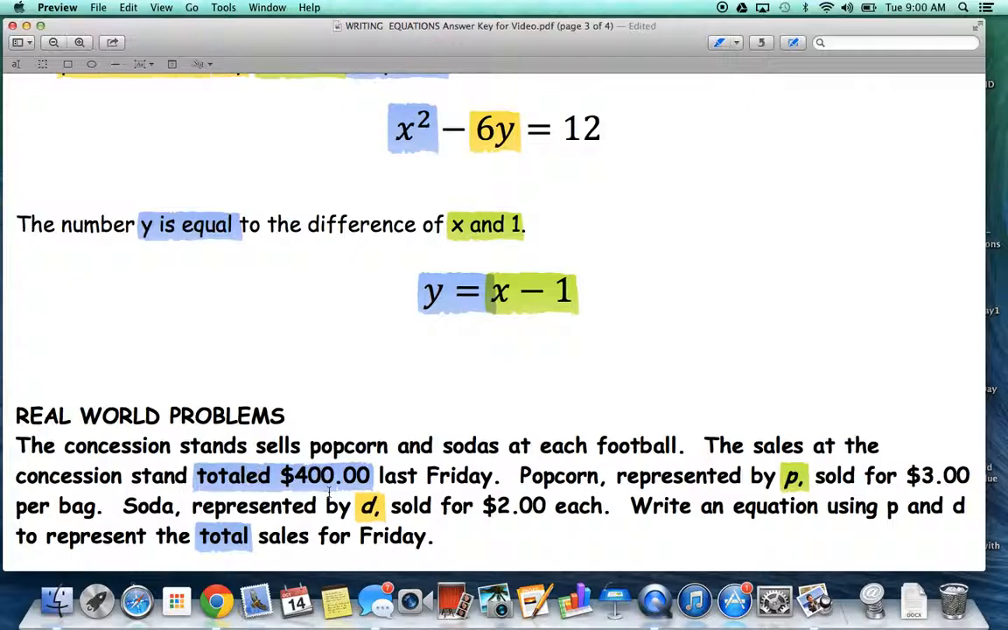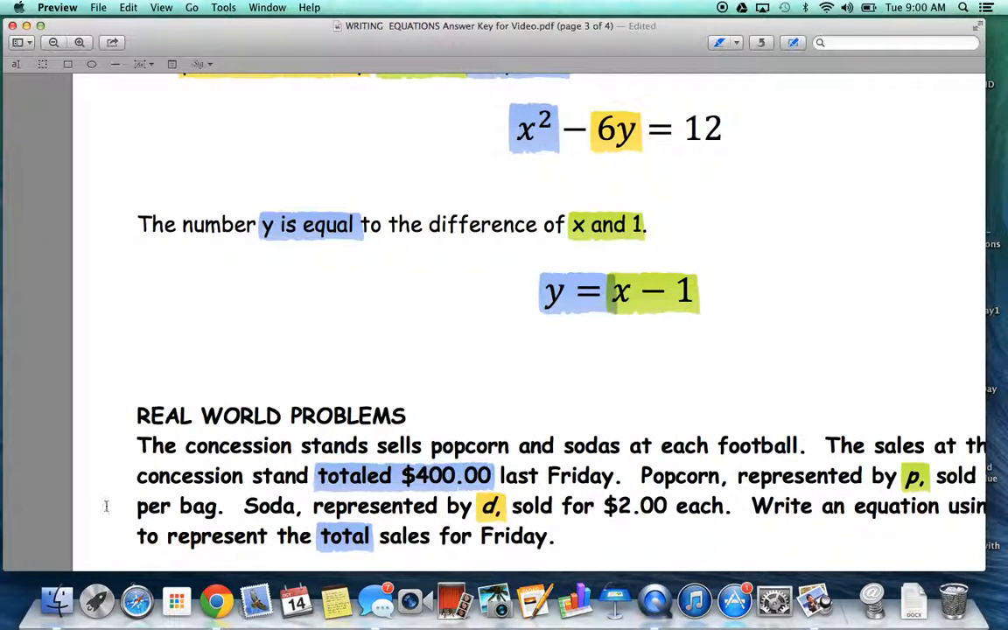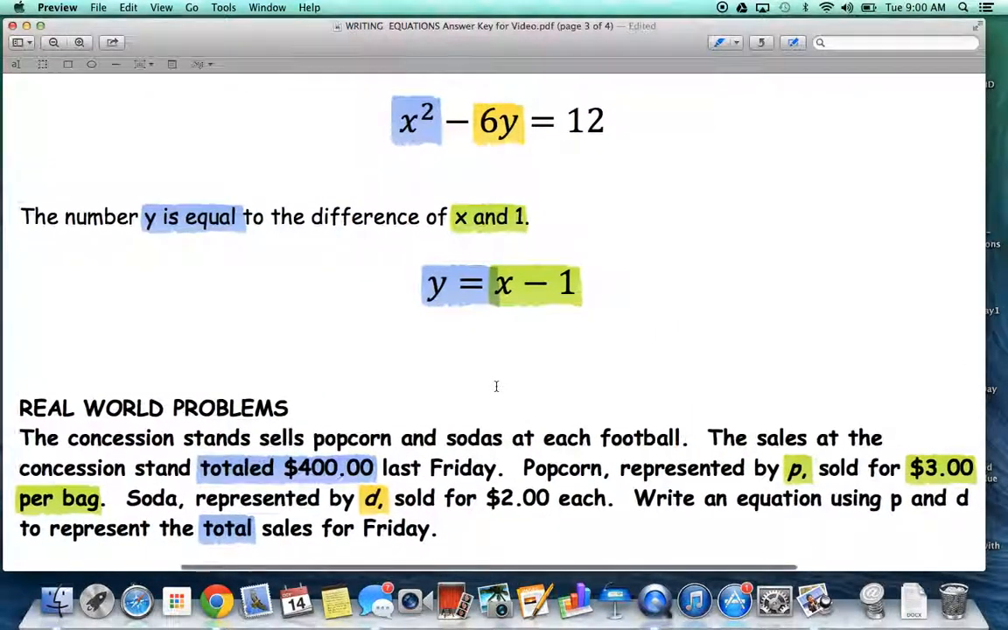Now, popcorn is selling for $3 each. Remember, per bag is going to be my key for multiplication. So if I sold 5 bags, 3 times 5 will be 15. I made $15 off the popcorn. And then we're going to do the same thing for the soda. If it's represented by D, they sold for $2 each. So that tells me that I need to multiply 2 times however many sodas they sold.